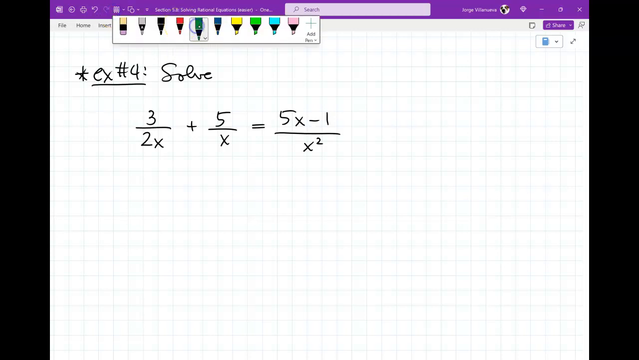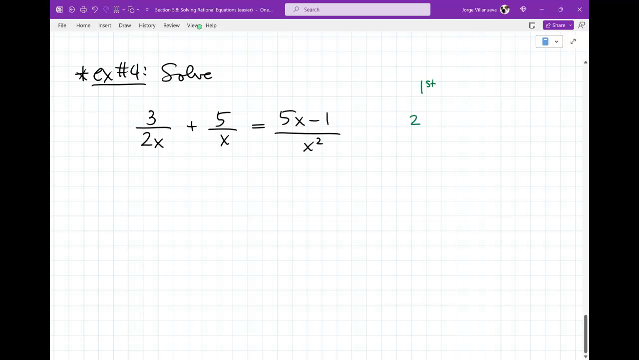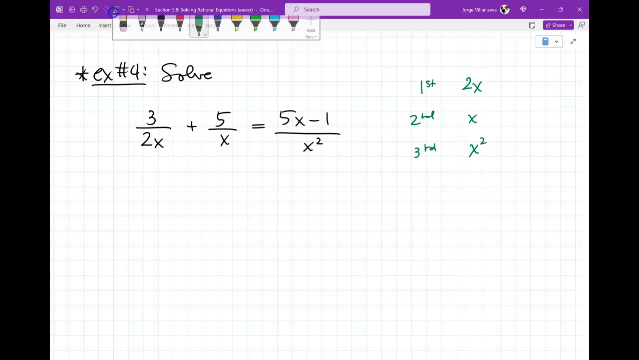So here you go. All right, first, second, and third fractions. We have 2x, x, and x squared. All right, so we're going to solve 3 over 2x plus 5 over x equal to 5x minus 1 over x squared. And I wrote down all 3 denominators. I'm hoping you guys are looking at these 3 and you're like, oh, that's easy. I know what to do.